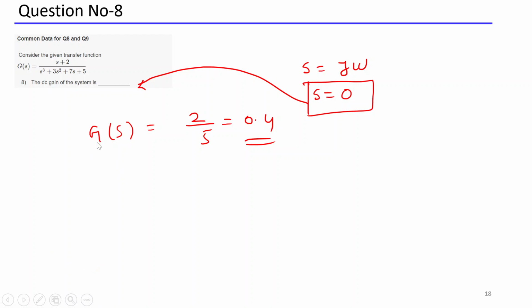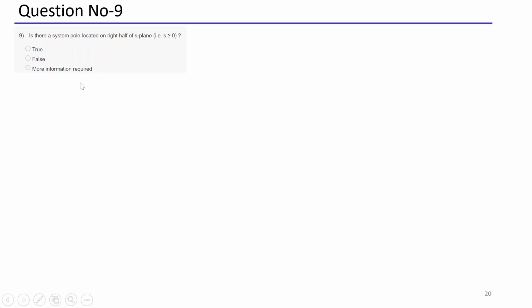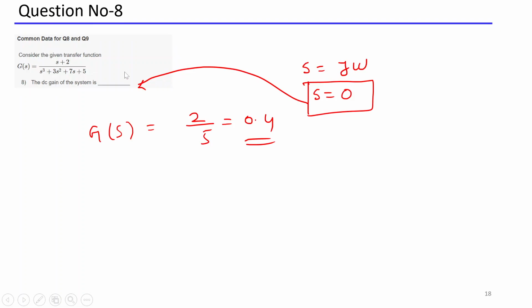Next, another related question, question 8 and question 9. Question number 9 is asking: is there a system pole located on the right half of the s plane, for s greater than or equal to 0? You need to solve this and tell whether any pole exists on the right hand side or on the left hand side.